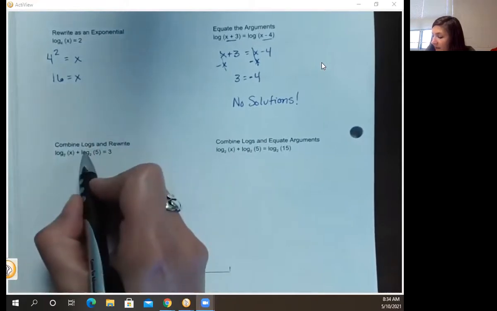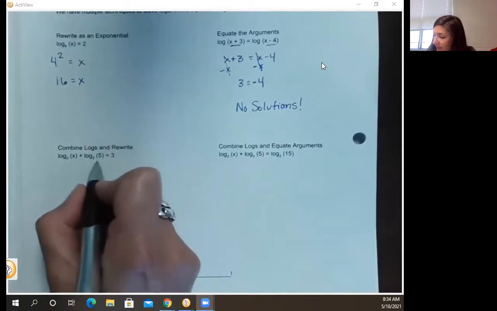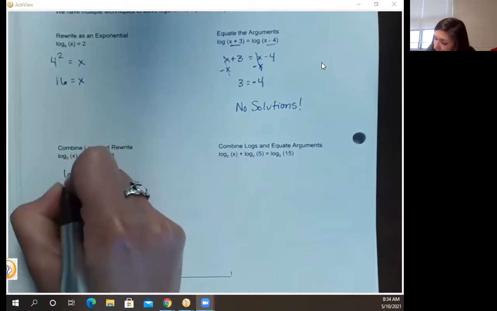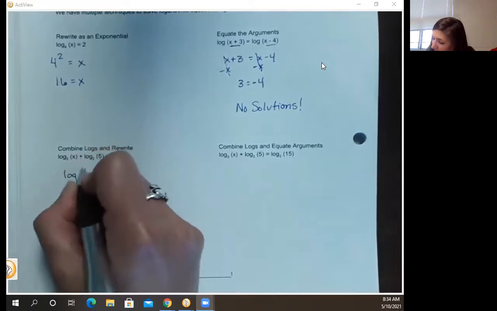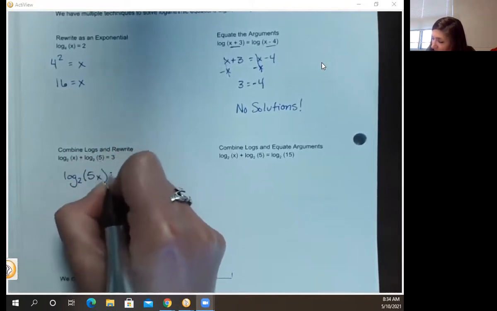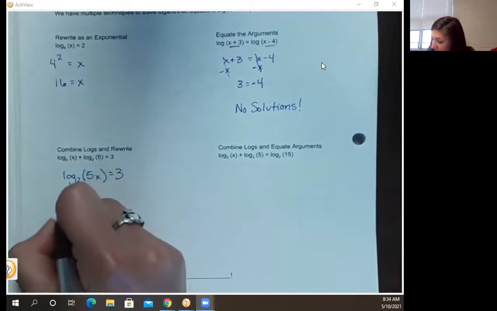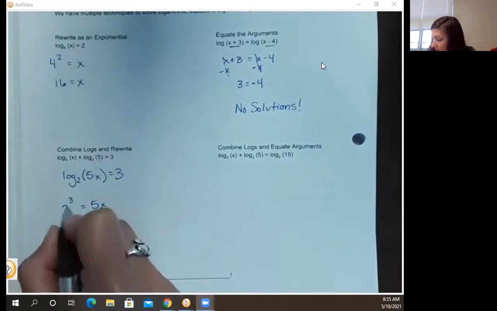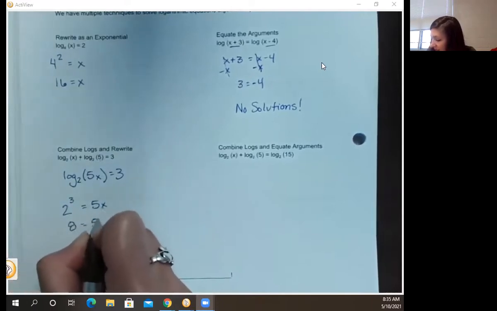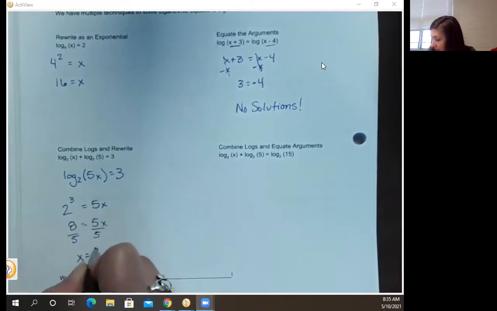We can, if we need to, combine logs before we rewrite. So if I've got multiple logs on the same side, we can use our properties of logs to be able to condense this. So this would be log base 2 of, since I'm adding, I would multiply these arguments. So 5x equals 3. And now I can rewrite this as an exponential function. So this would be 2 to the third power equals 5x. So 8 equals 5x, which means that x would be 8 over 5.